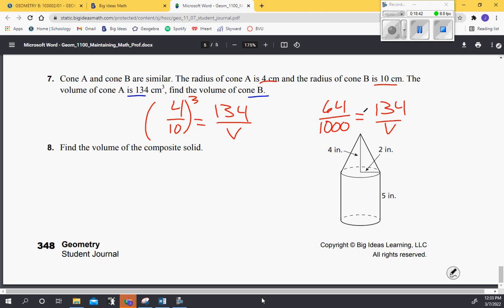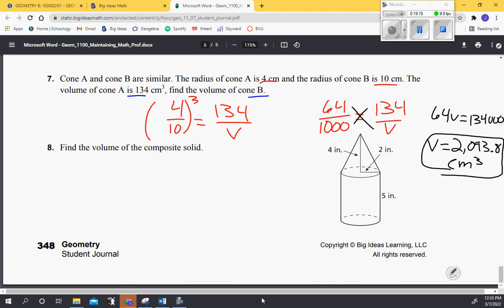Now we solve this by cross multiplying. So 64V is equal to 134 times 1,000 is 134,000. And now we just divide both sides by 64. Should be 2,093.8 roughly. And it's centimeters cubed. So similar shapes, you have to cube our measure.